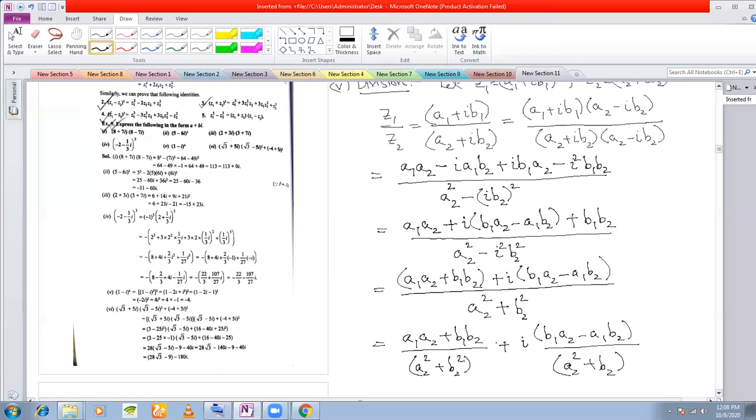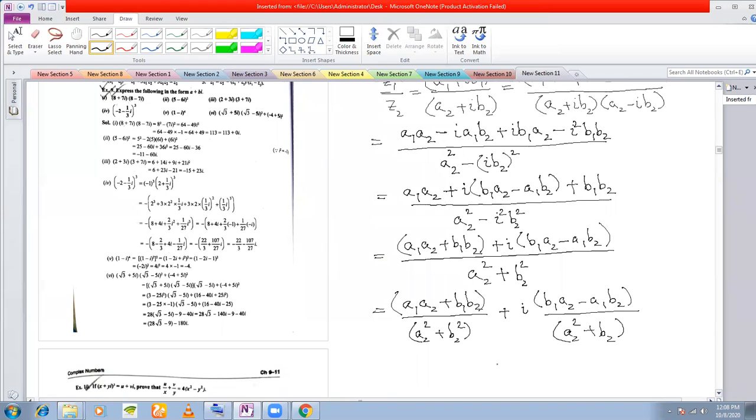Okay, these two you separate. So therefore, this is what our resulting number is, Z1 by Z2. If you want to write it in terms of ordered pairs, you can write this as (A1 A2 plus B1 B2) divided by (A2 square plus B2 square), and (B1 A2 minus A1 B2) divided by (A2 square plus B2 square). Okay, so this is in terms of ordered pairs.